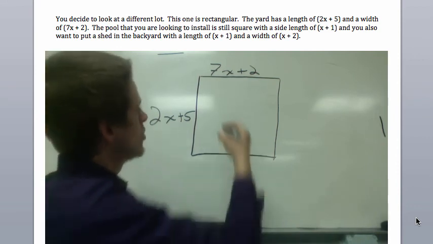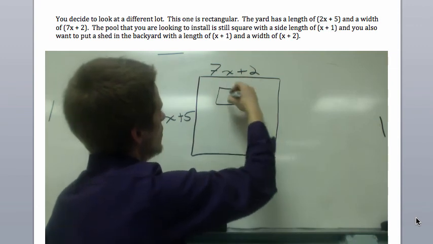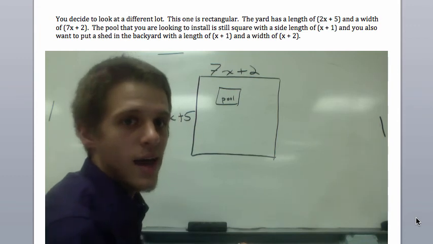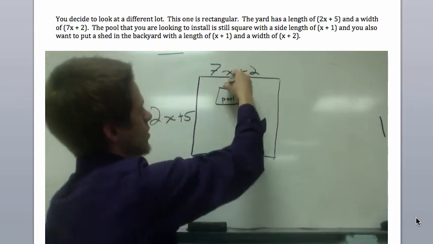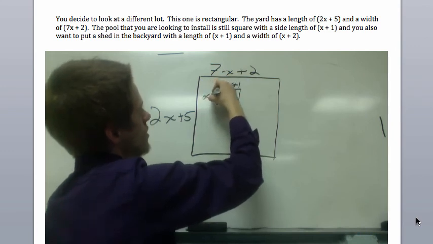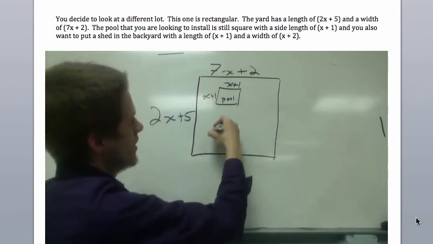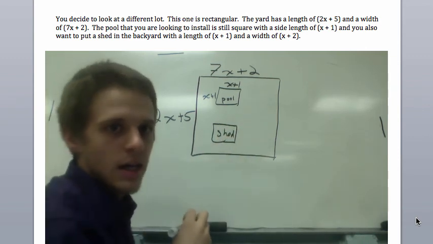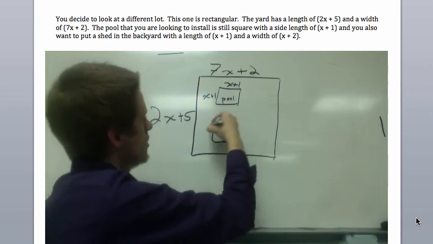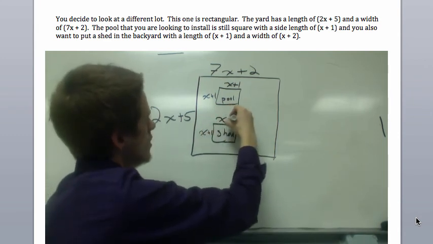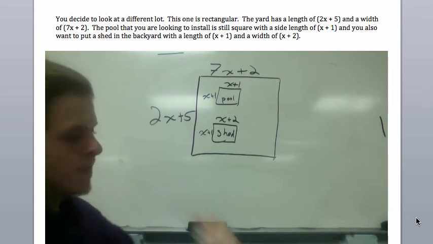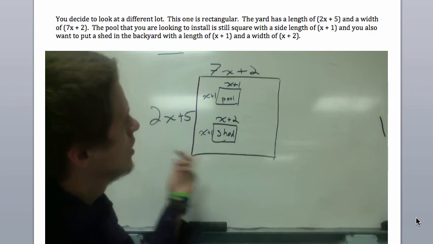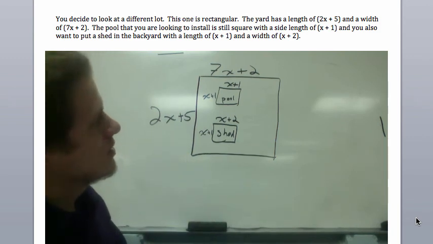We can also put the pool in here. So the pool, we've got x plus 1, and it is still a square. So x plus 1 times x plus 1. And then you've also got your shed somewhere down here. And the length of that is x plus 1 times x plus 2. Yours may or may not look exactly like this, but it should be pretty similar. You can go ahead and find the area of each of these.